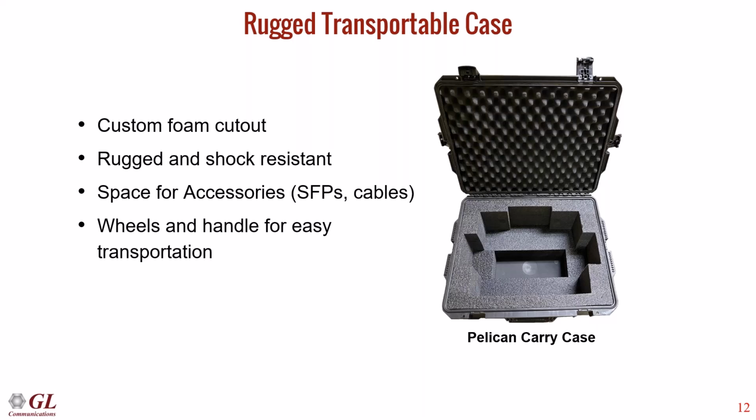For the portable solution, we will provide a Pelican case. And we have made a custom foam cutout for the Pelican case. This is very convenient. You can put the FastRecorder system into the Pelican case. It also has extra space to put all of the accessories, so the fiber optic cables, the SFPs, and so forth. It has extra space, so you can put all of that into the Pelican case.